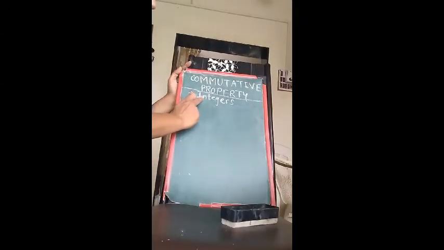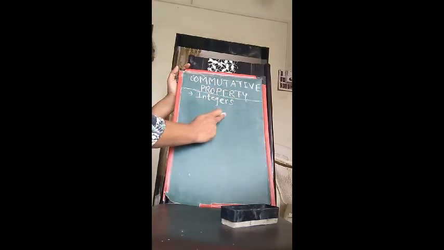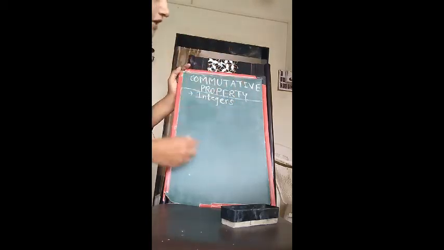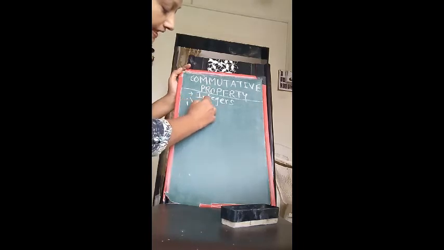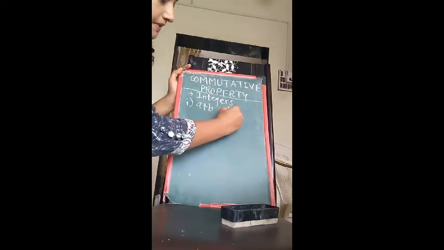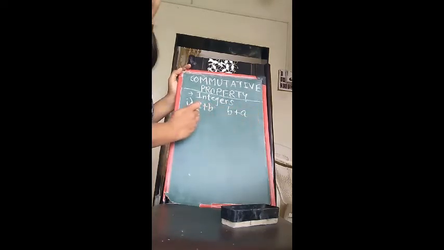Okay, now we are going to check this commutative property for the integers. What is meant by integers? That is negative numbers, positive numbers as well as 0. So first, a plus b. We are going to check a plus b and b plus a. Is it applying for addition?